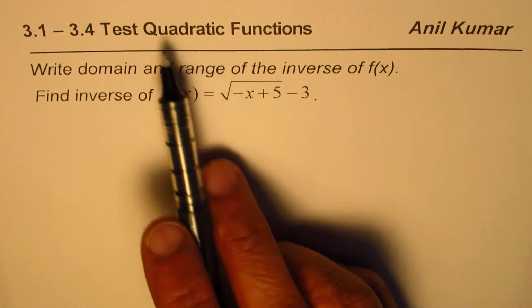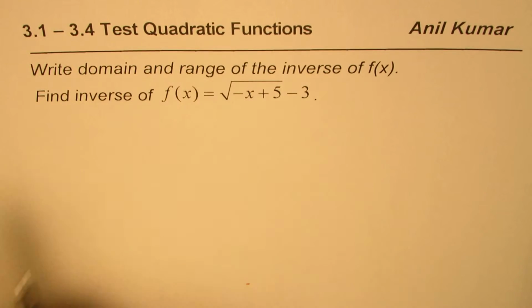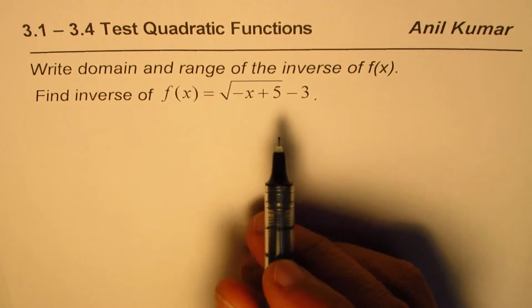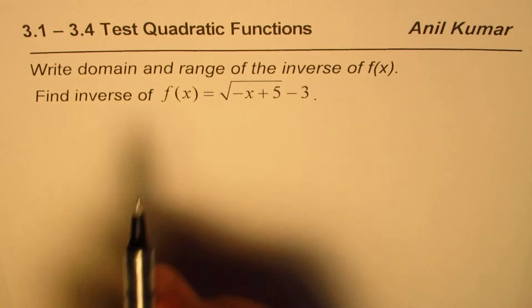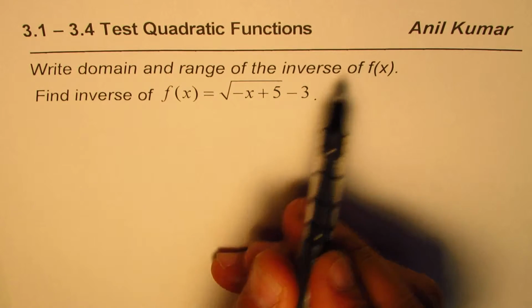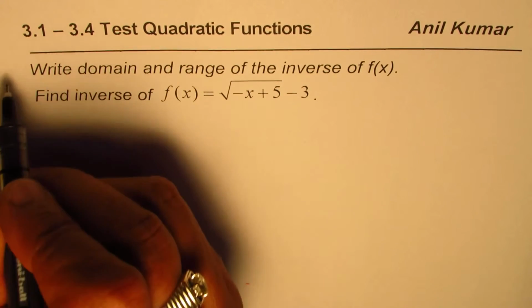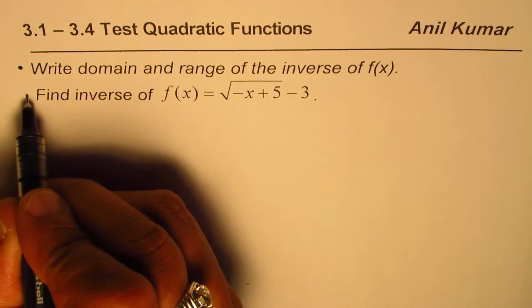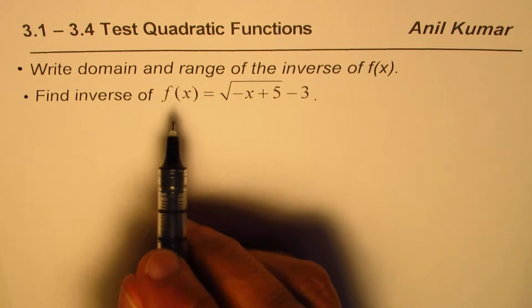You will notice here that the test is on quadratic functions, but the function given to us is a square root function. They are very much related, as you know, right? So now let's see how to solve such a question. Now, since I've written domain and range of the inverse of this function first, it is with a purpose. I'll share that with you now.